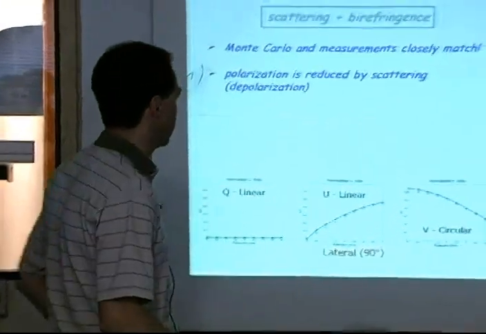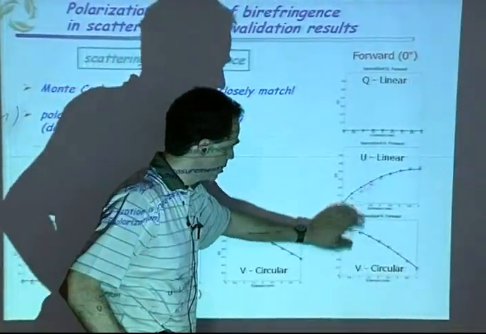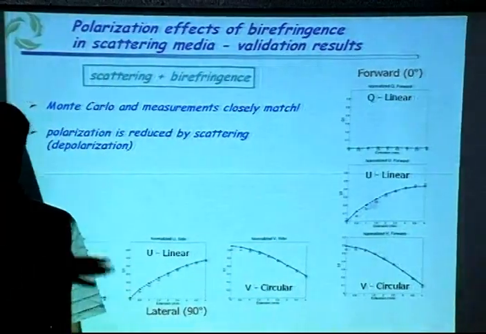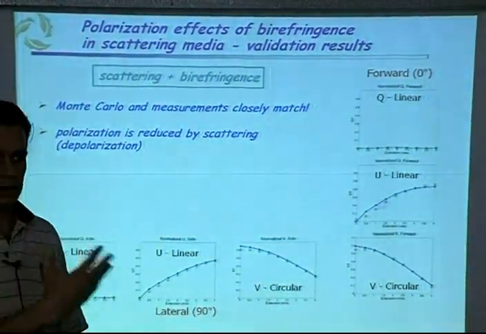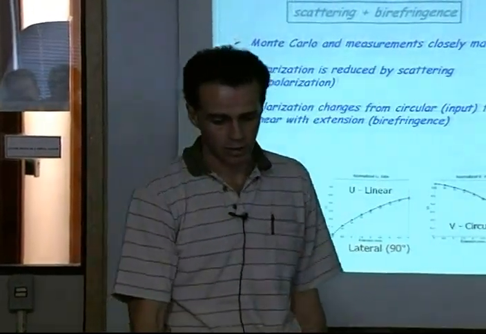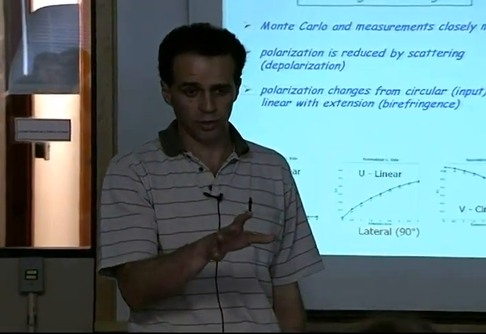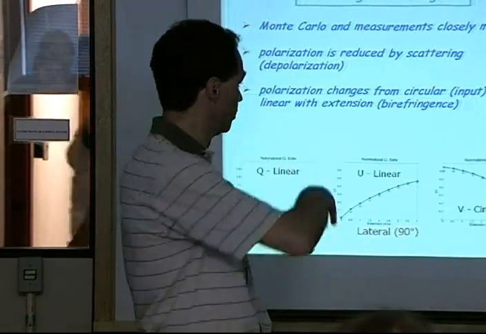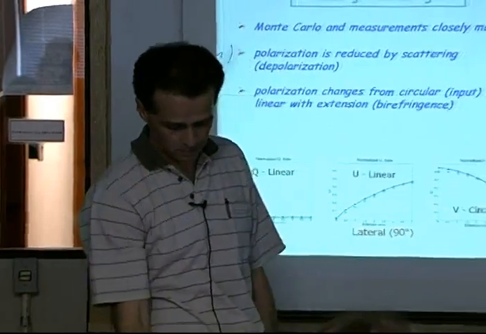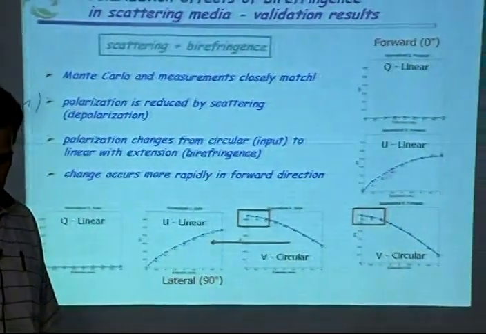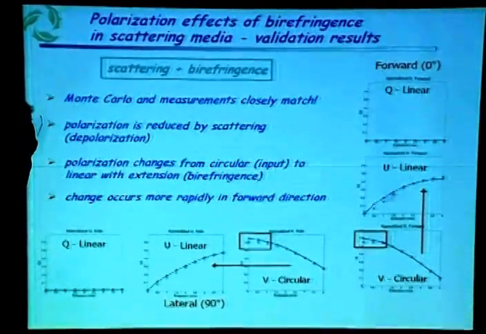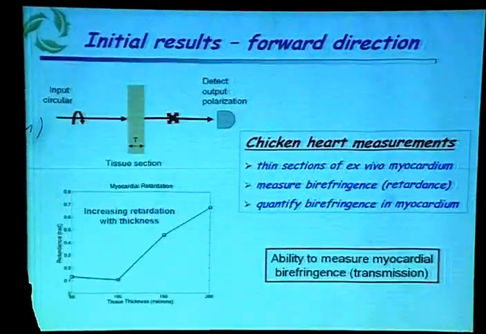If you add this as a function of extension, or this as a function of extension, you see that the total degree of polarization is going down because of the scattering of the sample. And you can actually see that it changes from input circular to output linear polarization. One is going up, which didn't exist before, and the one that's incident is going down. And there's slight differences as to whether this occurs in the forward or in the lateral direction. So we're quantifying that as a function of input parameters.